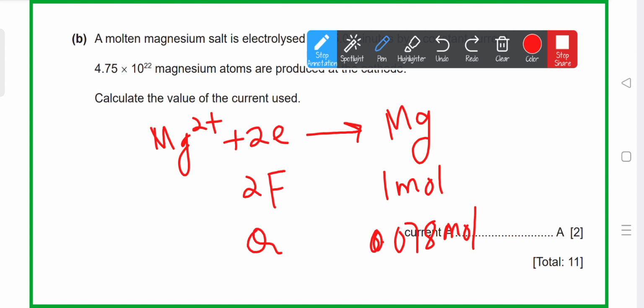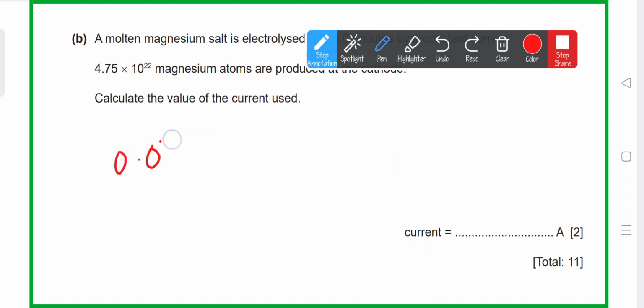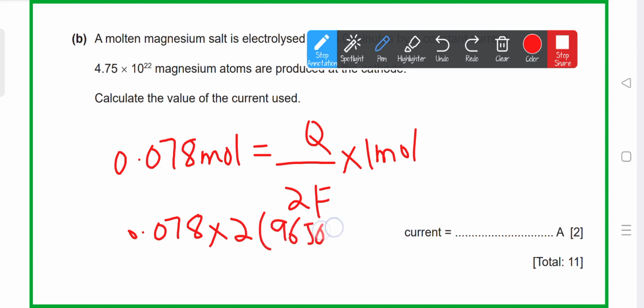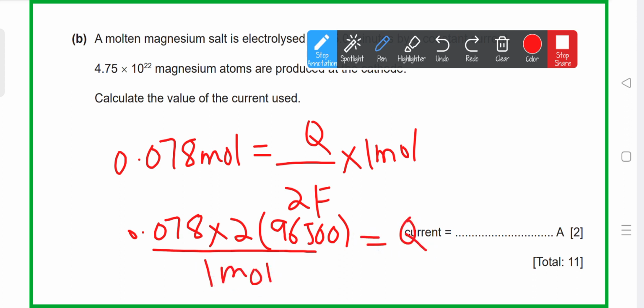It can be 0.078 mole is equal to Q divided by 2F, times 1 mole. It's not something complicated; I've just rearranged the previous thing here. We need to find out Q here. Rearranging this, we have 0.078 times 2, and for Faraday's value we have 96,500, divided by 1 mole, and we have Q here.